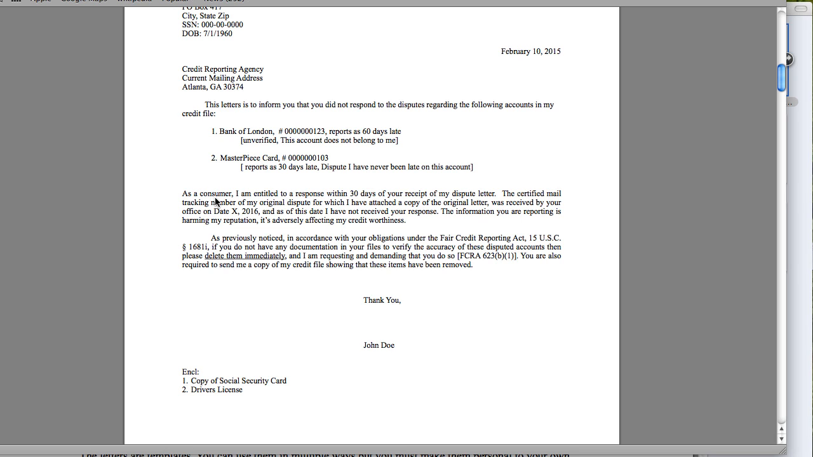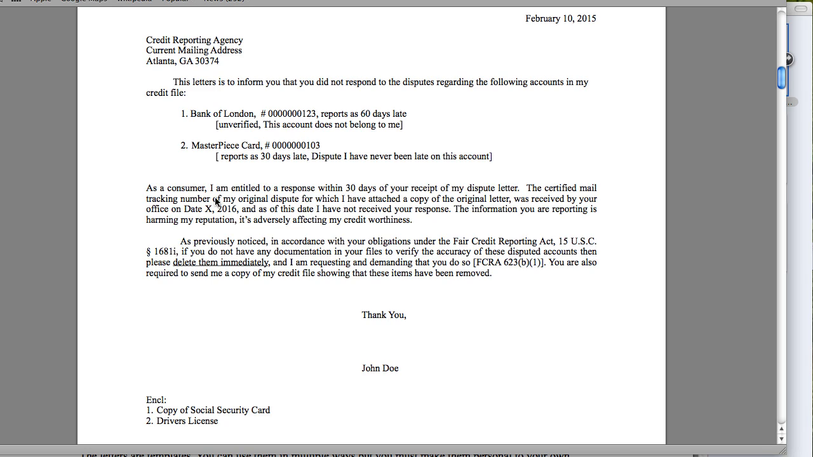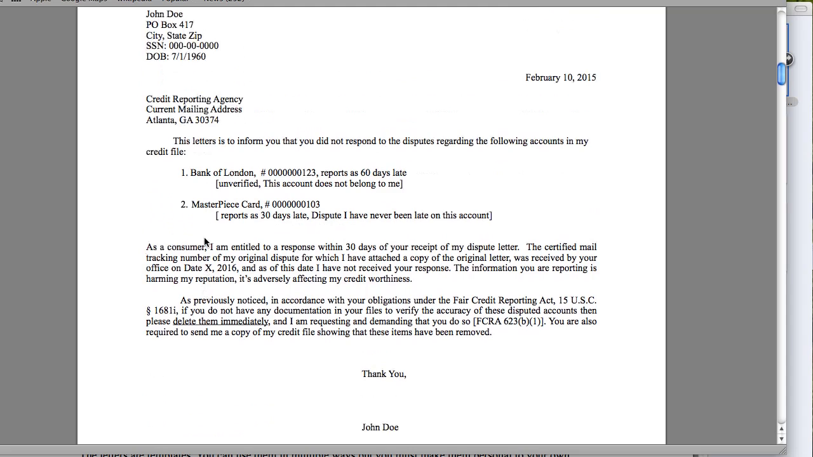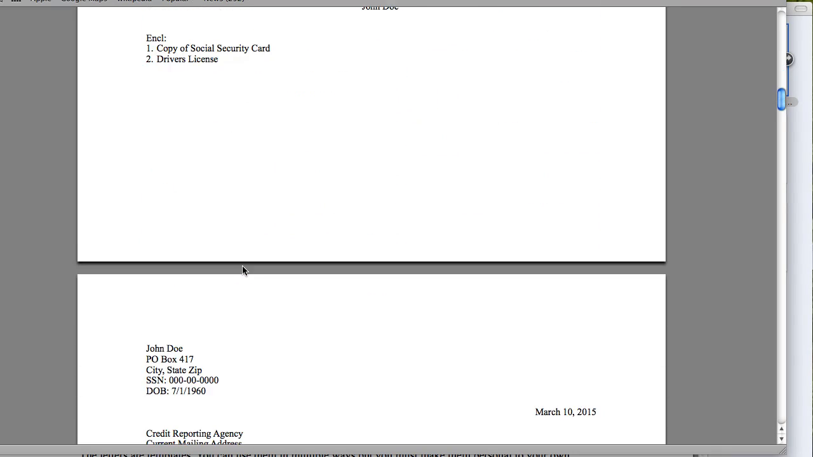The information you are reporting is harming my reputation. It's adversely affecting my creditworthiness. As previously noticed, in accordance with your obligations under the Fair Credit Reporting Act, if you do not have any documentation in your files to verify the accuracy of these disputed accounts, then please delete them immediately. I am requesting and demanding that you do so under the Fair Credit Reporting Act, and so on. And then again, you're always putting a copy of your social security number, copy of the license, copy of the report, whatever, right?